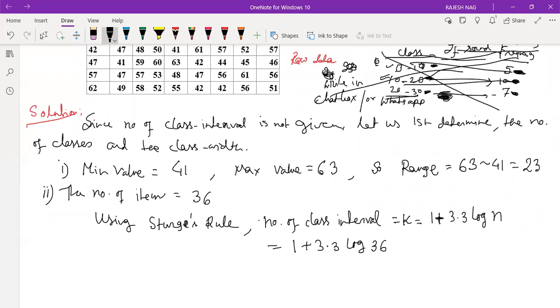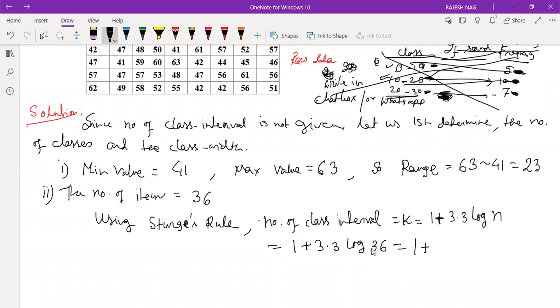Okay, 1 plus 3.3 log of total number of values, and log of this. You can use your own calculator. The 3.3 is fixed, but the 36 varies depending on the number of entries. If there were 50 students here, then 50 would be the value of n. Since there are 36 students here, I have written 36. If there were 50 students, then we have to write 50 here, and if there are 100 students, then write 100.